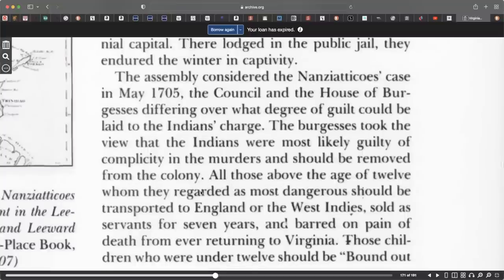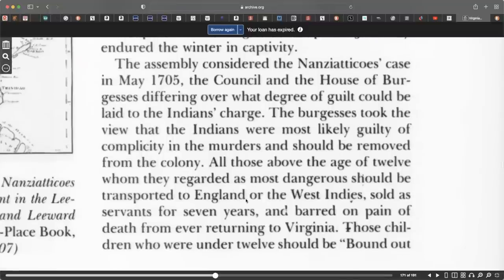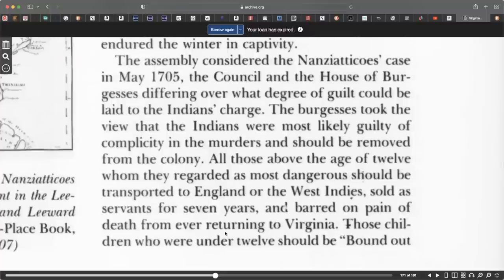All those above the age of 12 whom they regarded as most dangerous should be transported to England or the West Indies, sold as servants for 7 years and barred on pain of death from ever returning to Virginia. Do you guys hear that? They got sold into slavery. And of course, they even tell you the drop. It was actually indentured servitude. 7 years. What happened after 7 years?